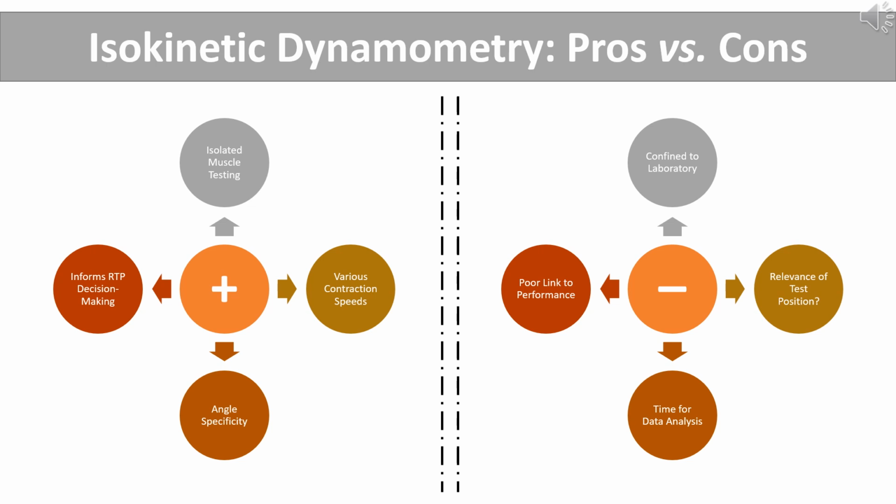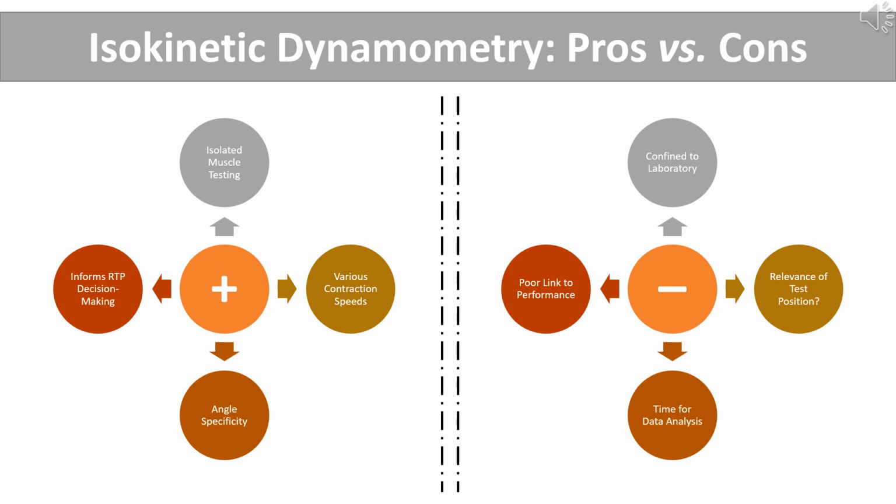And being able to do that at various contraction speeds is also very advantageous, because football is played with both high force and high velocity. So being able to have an understanding of the strength of a given muscle that is prone to injury across a whole force velocity spectrum is really, really advantageous. And its potential to perhaps inform return to play decision making for injured players is useful for sure.